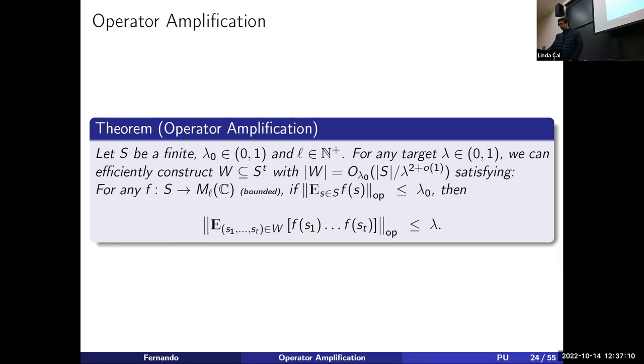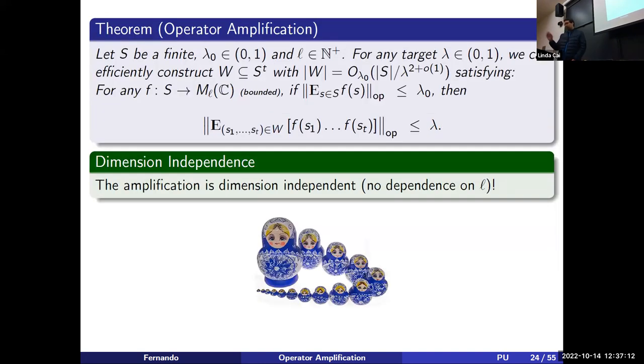And there are two curious things that are happening here, I think. One is that it doesn't depend on L, right? It's dimension independent in the sense that if you want to achieve a parameter lambda here, the size of this collection does not depend on L at all. So if you want to amplify 2x2 matrices or 3x3 matrices or a bazillion times bazillion matrices, it doesn't matter, right? Even infinite matrices, right?